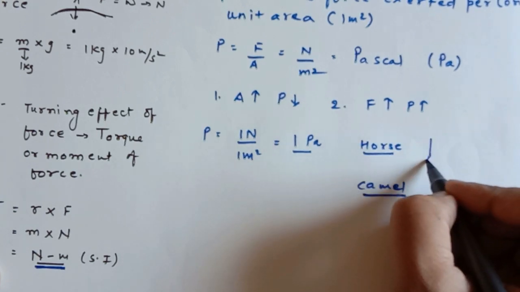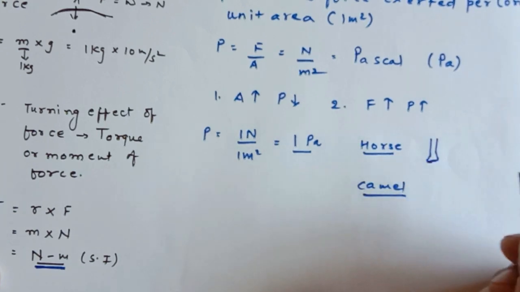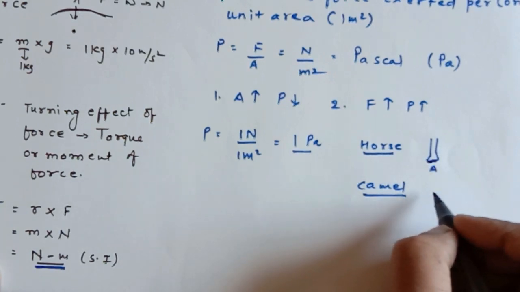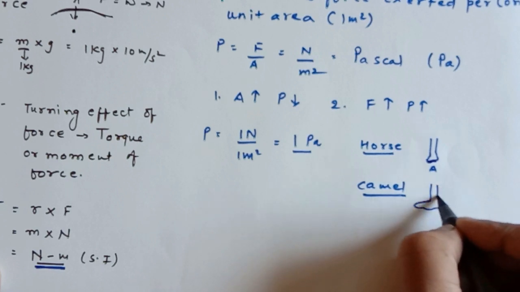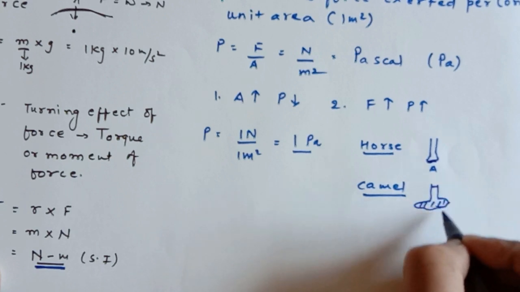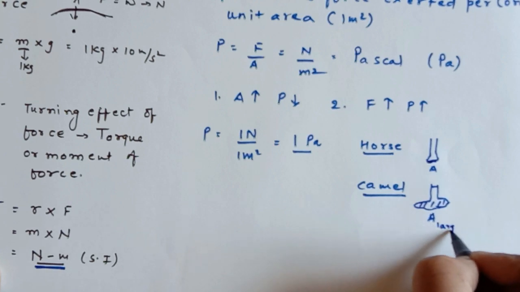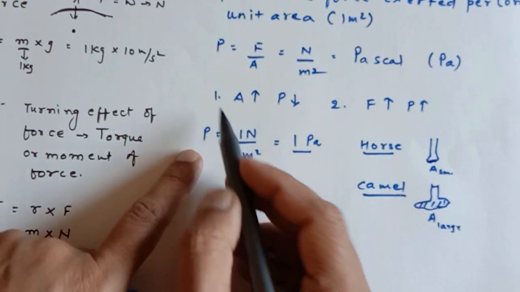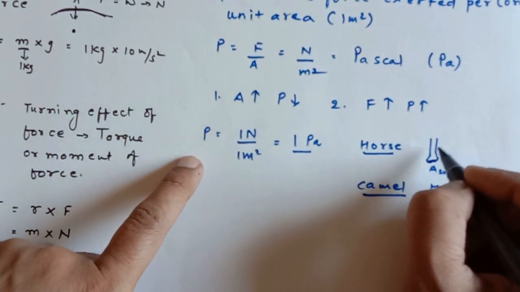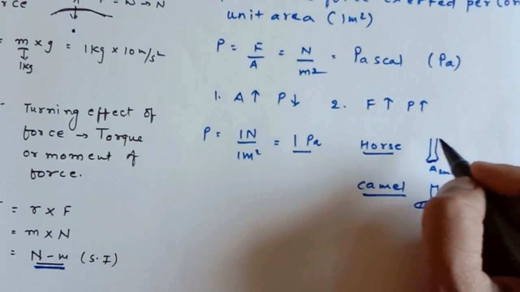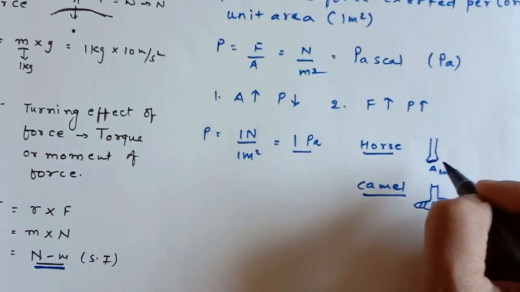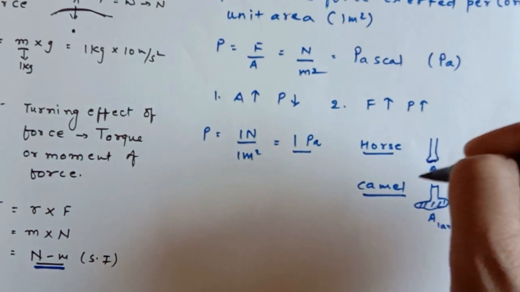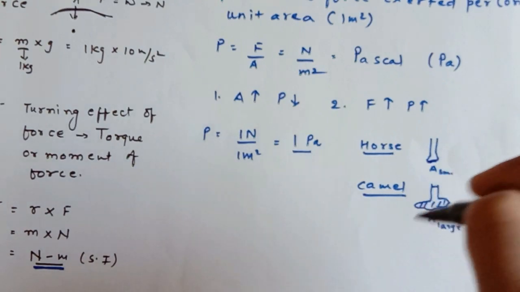So we know that the feet of the horse are smaller and have a small area, and the area of the feet of the camel is comparatively larger. So A is large and this is A small, correct? We know that pressure is inversely proportional to the area. So the pressure exerted by the whole body of the horse on the foot will be very large because the area is small. So the more the pressure, the more the foot of the horse is going to go inside.